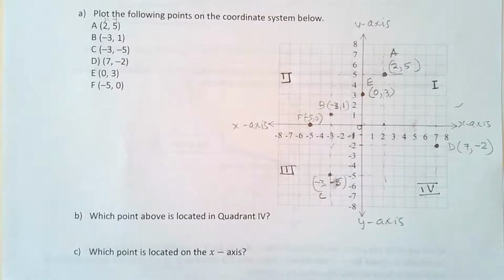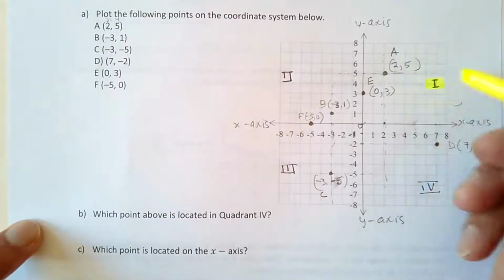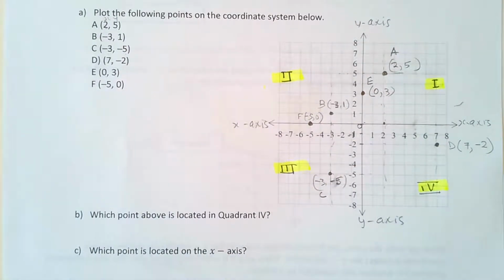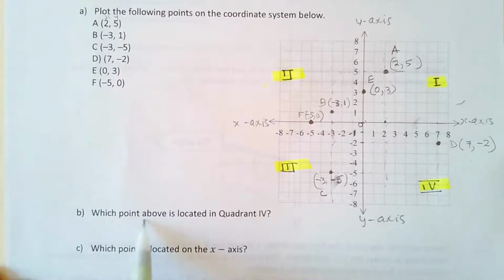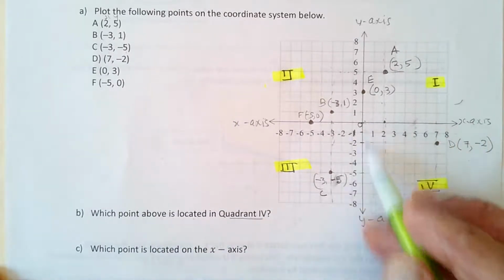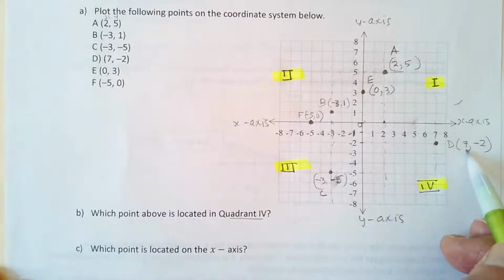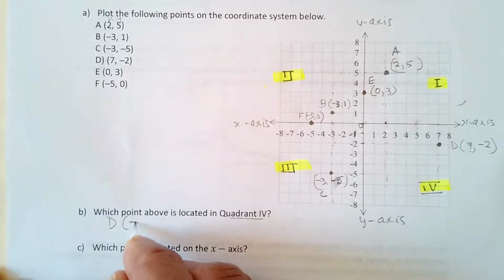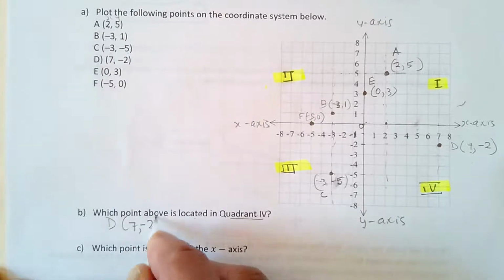So remember, you always go counterclockwise in your labeling. Now, which point above is located in quadrant 4? So we look at quadrant 4, this section here, D. So that will be D (7, -2).